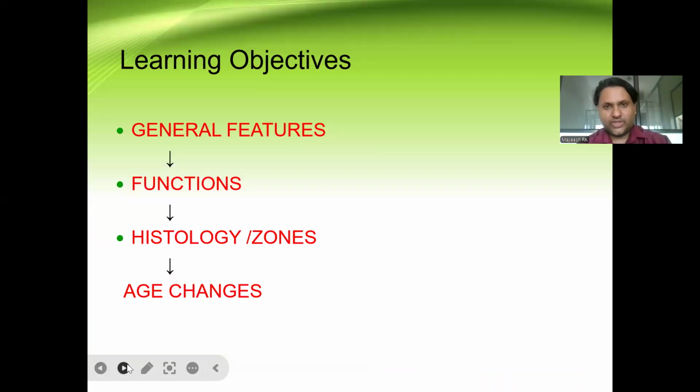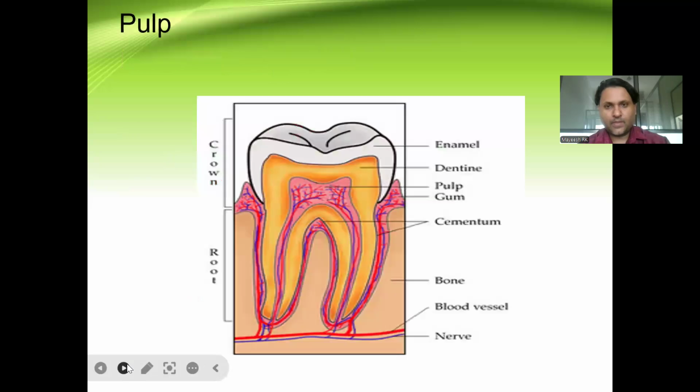The basic learning objectives shall include the general features of the pulp, the functions of the pulp, the histology and the zones of the pulp, and finally, we shall discuss about the age changes of the pulp. In this picture, you can appreciate the strategic location of the pulp. The pulp is located inside the tooth and is surrounded by dentine.